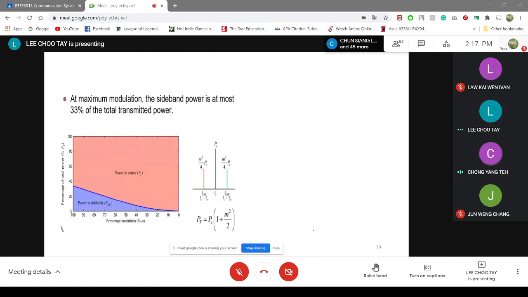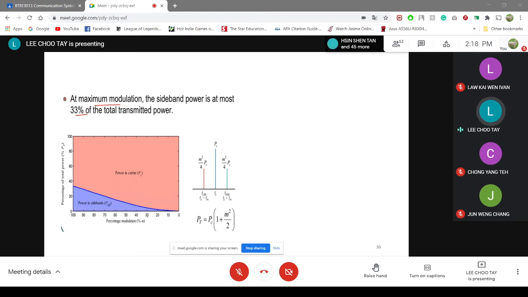No question. All right. So we have seen that from the previous equation, even when we modulate the double sideband full carrier signal at its maximum value of modulation index, the sideband power, which is the useful power, is only 33% of the total transmitted power. Basically, this graph shows you that.